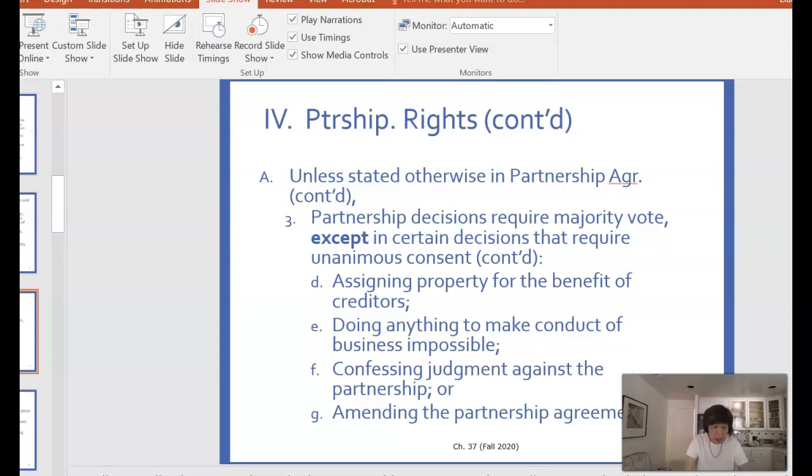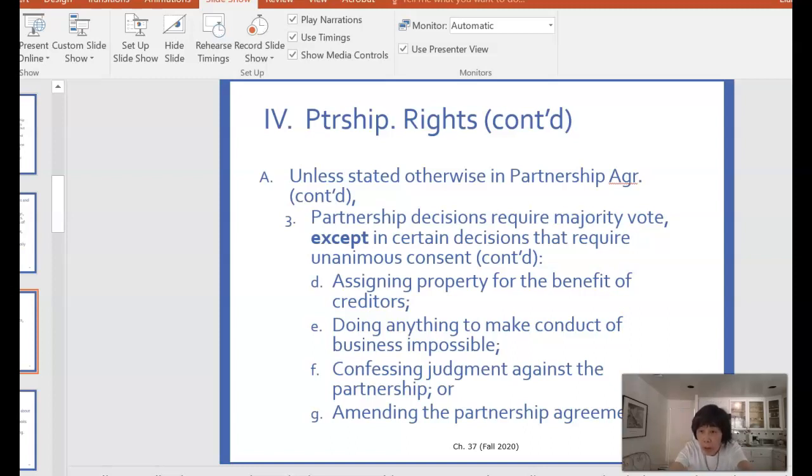We'll continue now. What else? What other decisions require unanimous consent? If there's a collection matter against the partnership, and the partners decide to settle it, they're going to assign some asset of the property over to a creditor. All the partners need to agree. If there's anything that will make the conduct of the business impossible, if they're going to confess a judgment, basically meaning against settlement or a lawsuit against them, or if they're planning to amend the partnership agreement, there will be a requirement that all the partners agree.